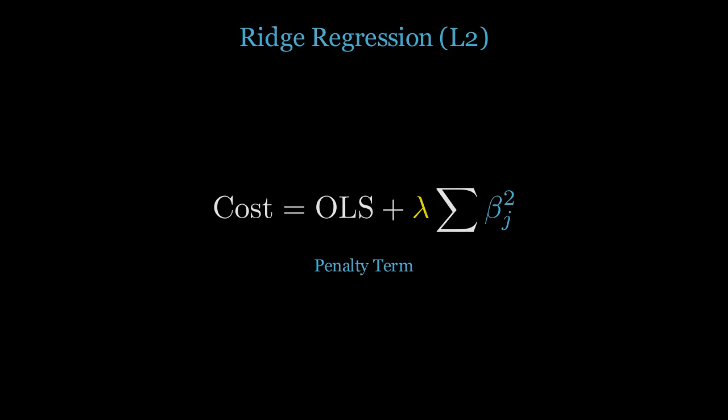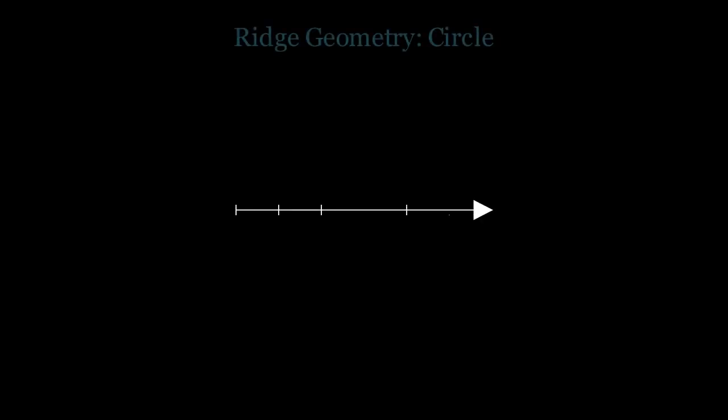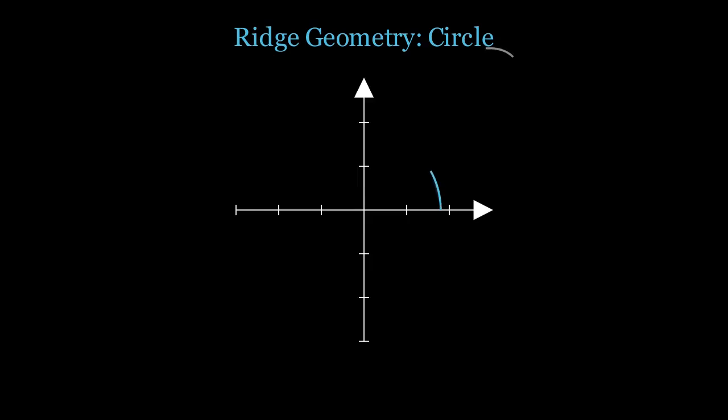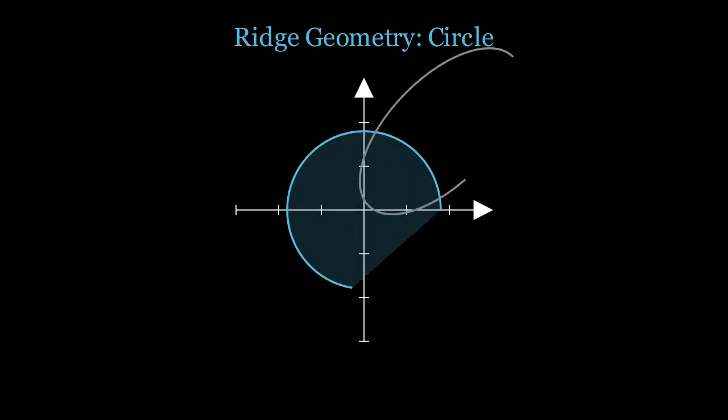Geometrically, ridge regression is like trying to find the lowest point on the error surface while staying within a circular boundary. This constraint, the L2 norm, forces the coefficients to share the burden of prediction, effectively handling multicollinearity and preventing any single variable from dominating the model unless it's truly necessary.